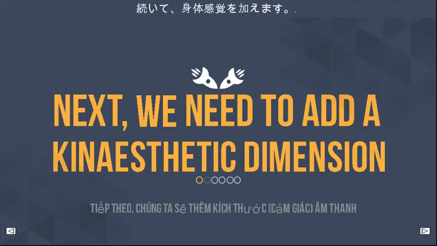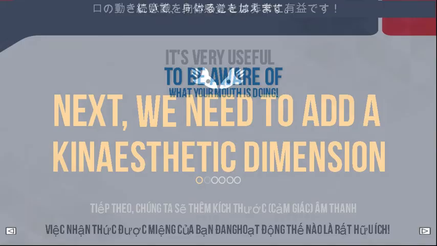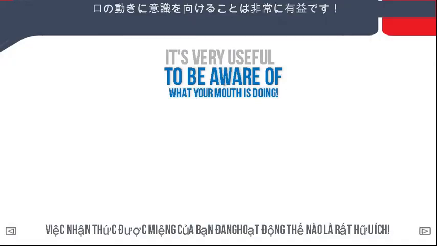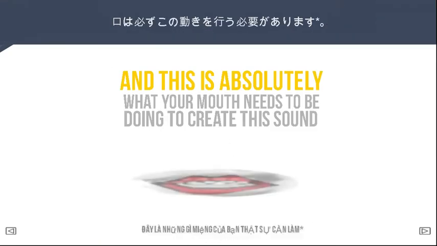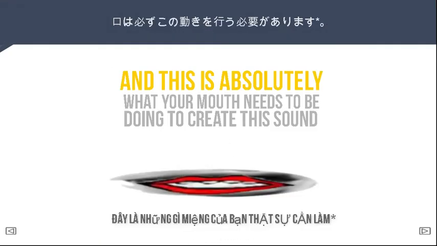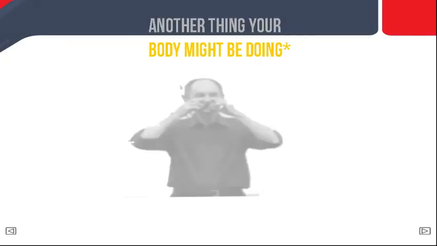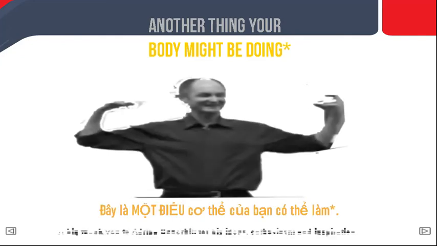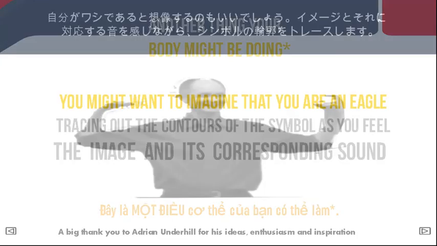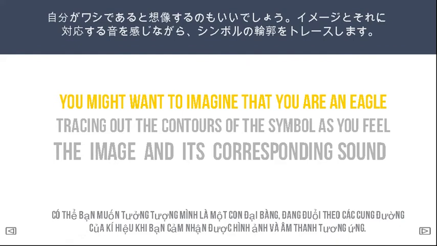Next up, we add a kinesthetic dimension. It's very useful to be aware of what your mouth is doing. This is what your mouth absolutely needs to be doing. Alternatively, you can mime it in some way. You might want to imagine that you are an eagle, tracing out the contours of the symbol as you feel the image and its corresponding sound.